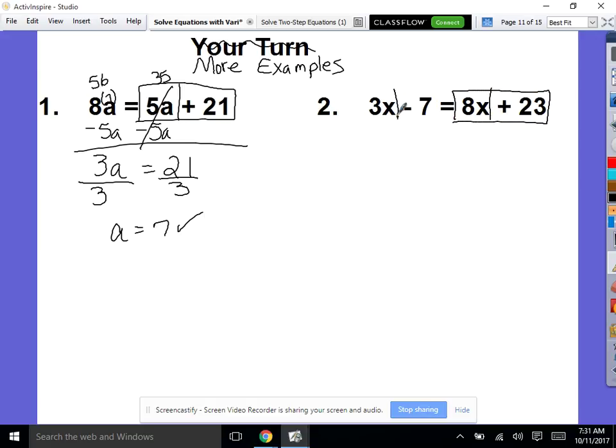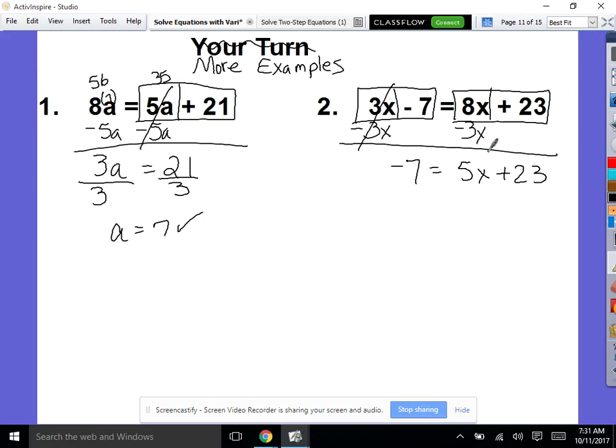Box in your terms, draw the line in front of the sign. Get rid of a variable. Let's get rid of 3, it's smaller than 8. Keeps us from dealing with negatives. So that leaves us with negative 7 equals 5x plus 23.